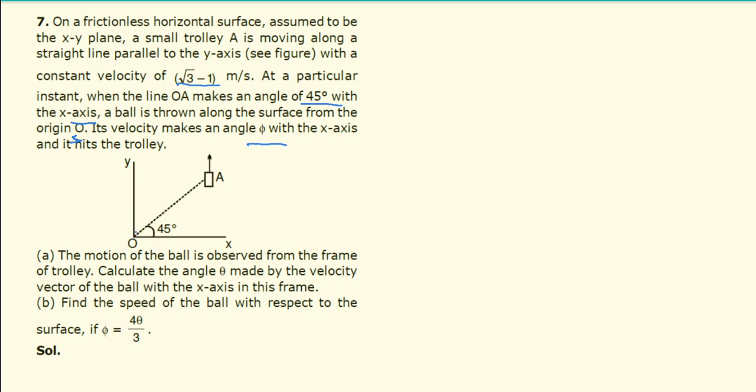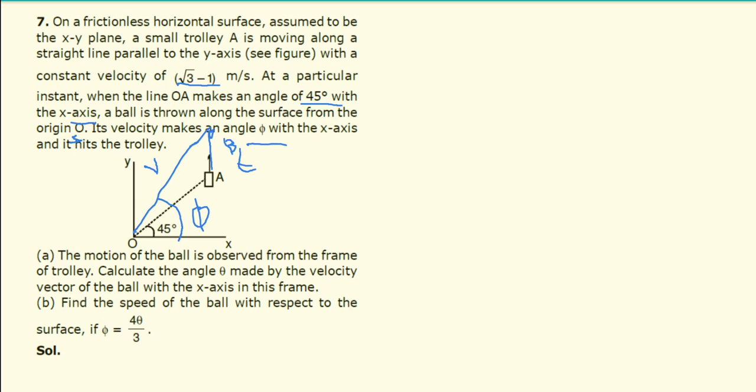Let us assume it hits the trolley when the trolley reaches point B. The time taken for the trolley to go from point A to point B is t. Let the velocity of the ball make an angle phi with the x-axis. The first thing we have to calculate is the motion of the ball as observed from the frame of reference of the trolley. So calculate the angle theta made by the velocity vector of the ball with the x-axis in this frame.